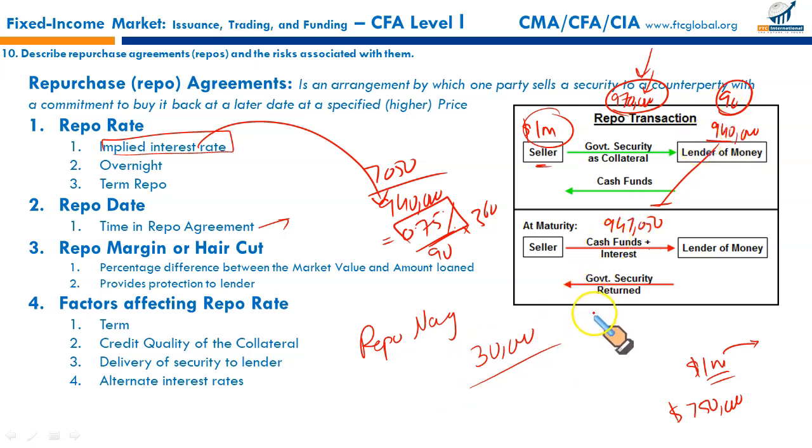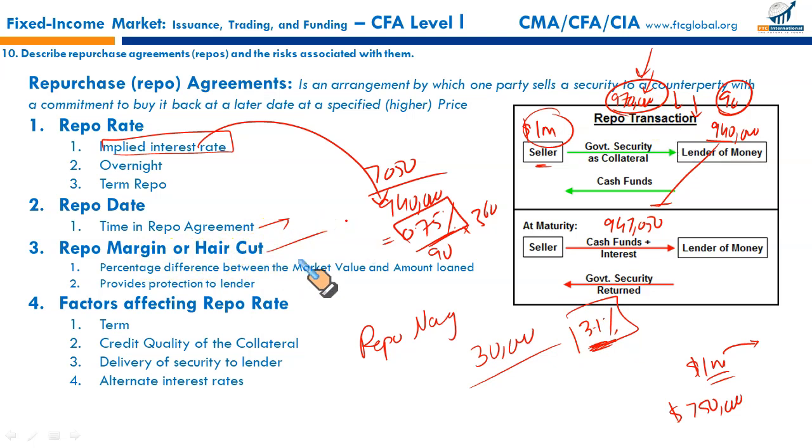In this arrangement, it's about 3.1%. It's also called the haircut. Why? Because I have received $940,000, giving $970,000 worth of securities to the lender. What if the price of these securities falls? The lender will have a cushion of 3.1%. The securities prices can fall, but not below 3.1%. So this cushion, this margin, the lender must have as protection in case the collateral falls in value, right? So that's an important point. This is called the repo margin or haircut, right?